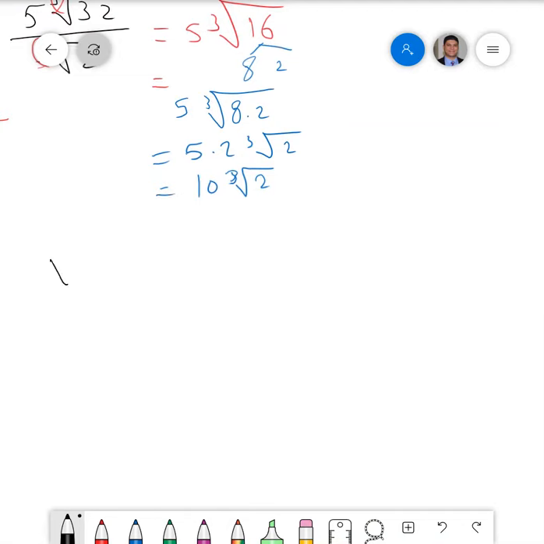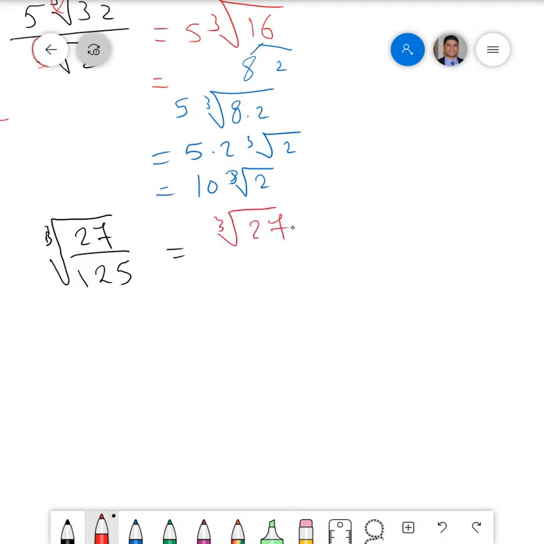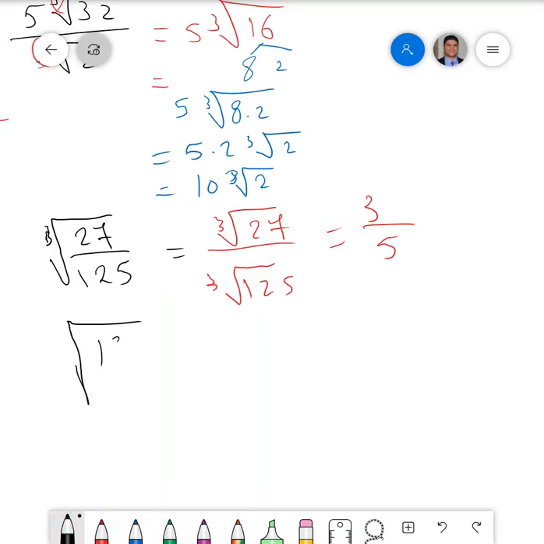Another example. Third root of 27 over 125. We can distribute the root here, so it will be the third root of 27 over the third root of 125, and we know that the third root of 27 is 3, the third root of 125 is 5, so it will be 3 over 5.